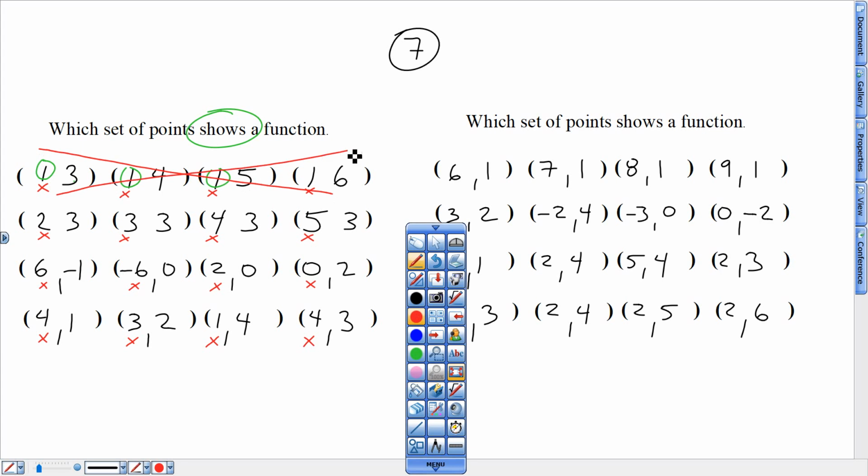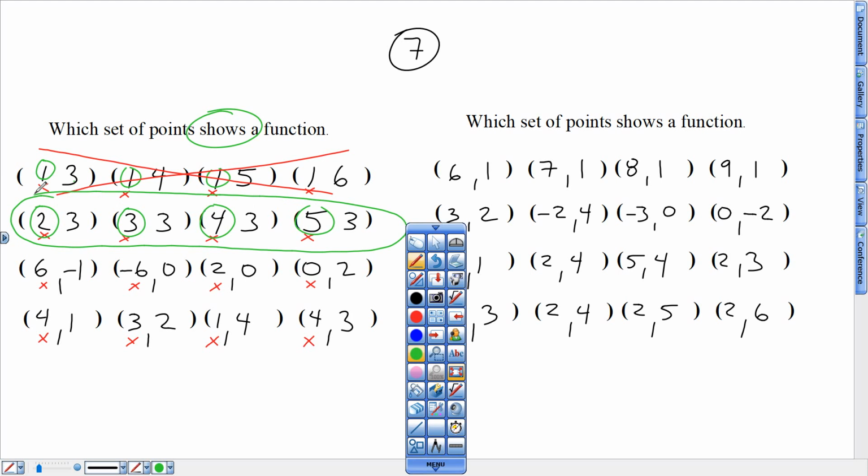Can't have all those x numbers plugging in one and getting different y numbers. This next one here, none of these x numbers repeat. I don't care that all the other numbers are 3. That doesn't matter. If none of the x numbers repeat, that means every input has only one output.